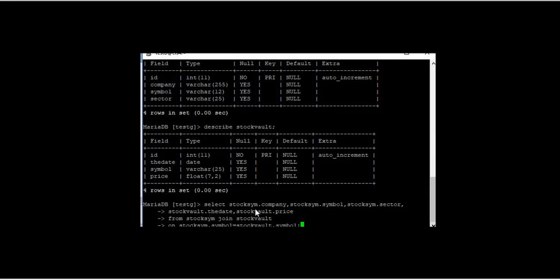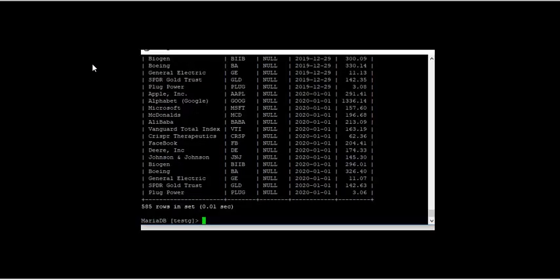Select stocksymbol.company, stocksymbol.symbol, stocksymbol.sector, stockvault.date, stockvault.price. Okay, from stocksymbol join stockvault on stocksymbol.symbol equals stockvault.symbol. So yeah, it's going to join those two and take a look, see what we got here.